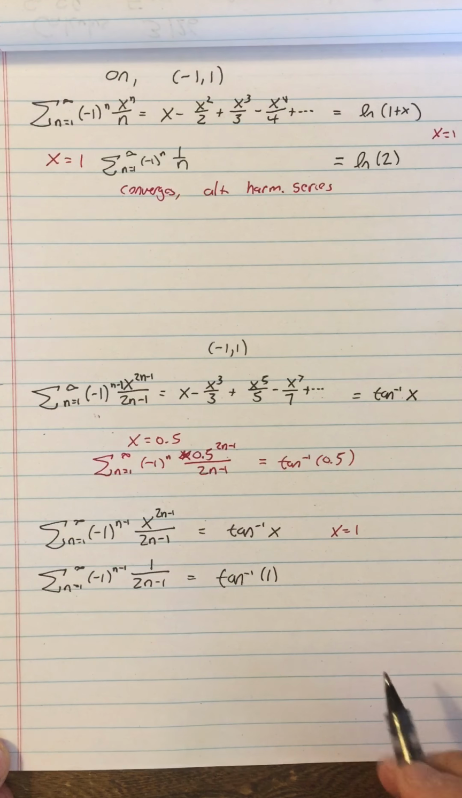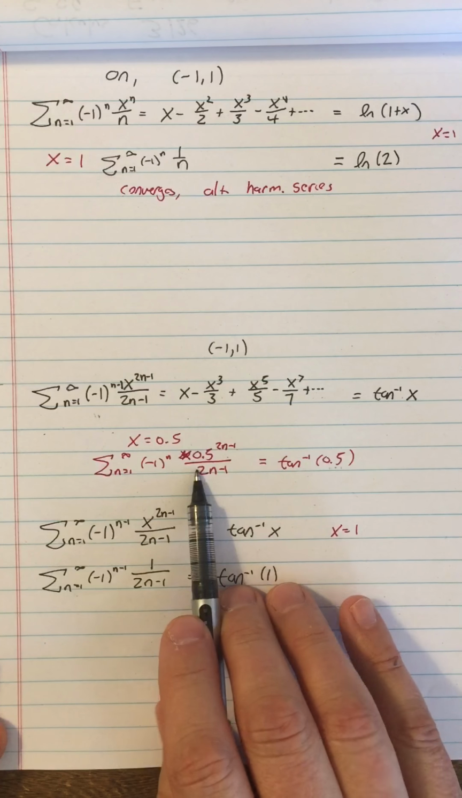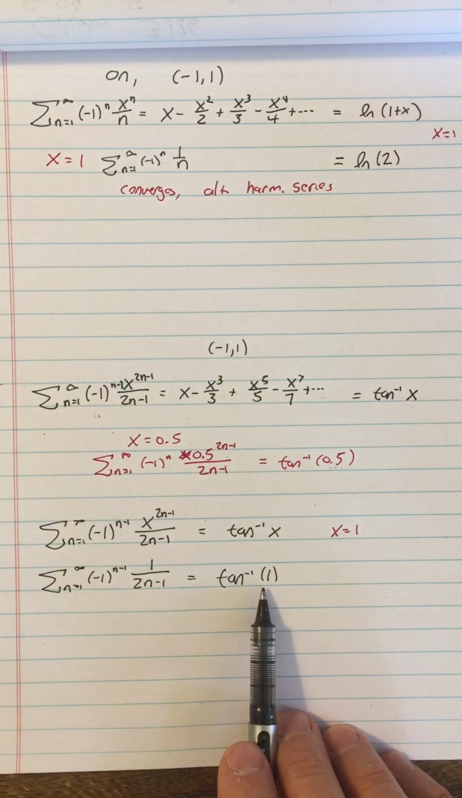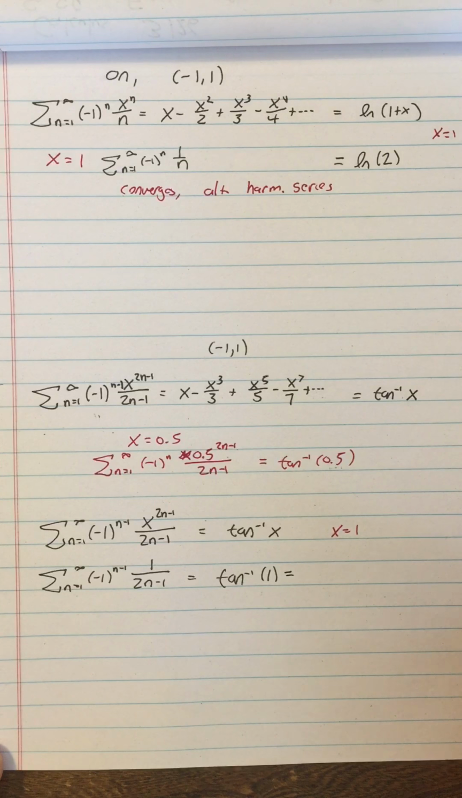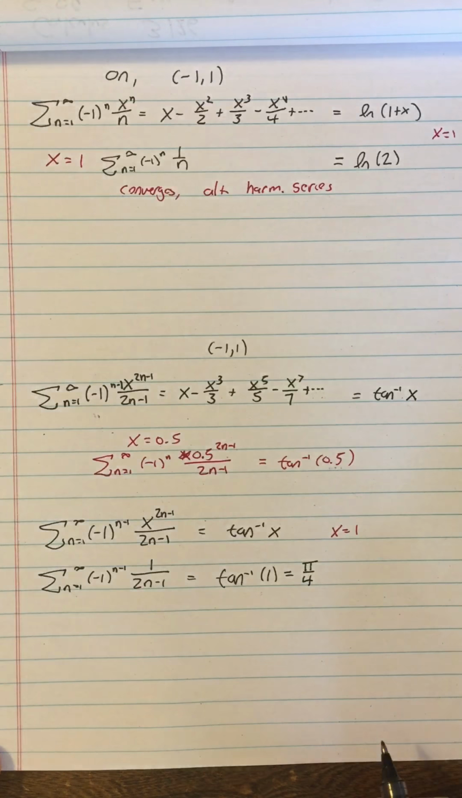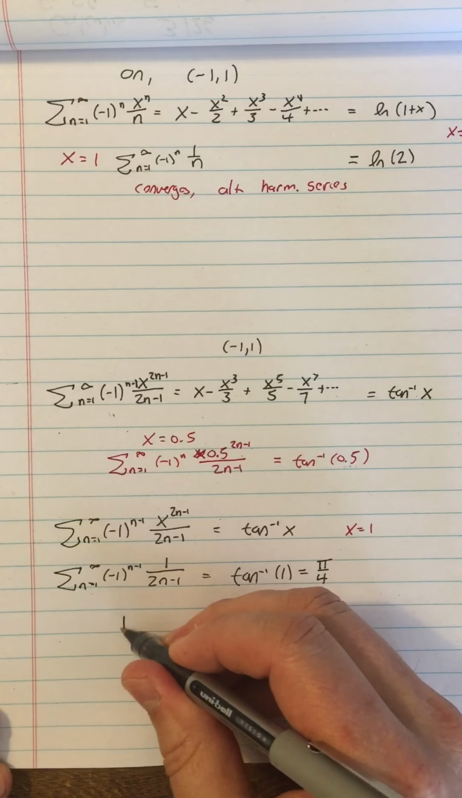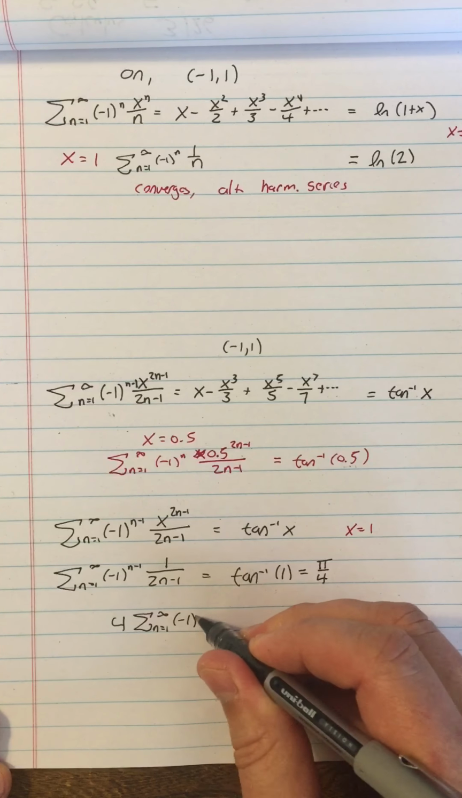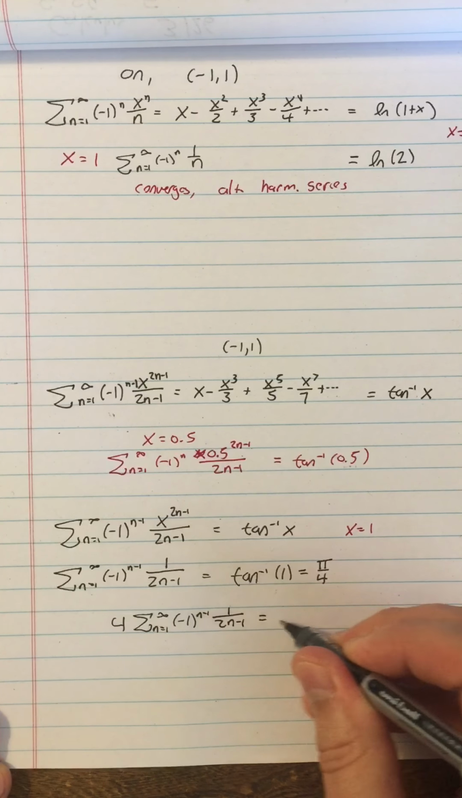So what's cool about that is, not like this one where we don't know what the inverse tangent of 0.5 is, so we can use this series to estimate it. We do know what the inverse tangent of 1 is. The inverse tangent of 1 is what? That's right, it's pi over 4. All right, so what's cool about that is that we can multiply the 4 to the other side of this equation and get this: 4 times the sum from n equals 1 to infinity of negative 1 to the n minus 1 times 1 over 2n minus 1 equals pi.